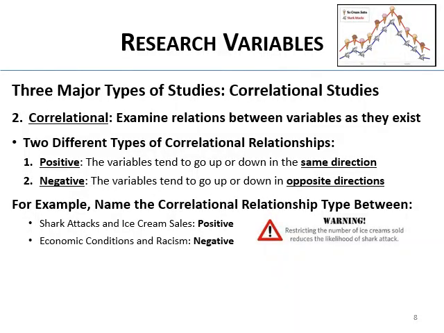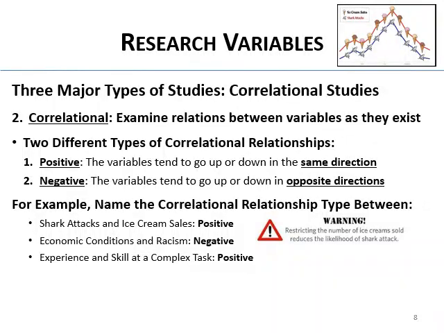So economic conditions and racism are negatively related. When economic conditions tend to be good, that is, they're high, racism tends to be lower, and vice versa. When economic conditions are poor, racism tends to increase.